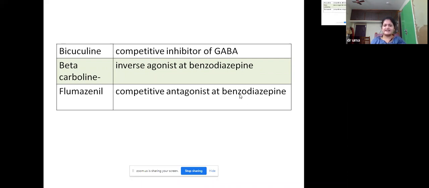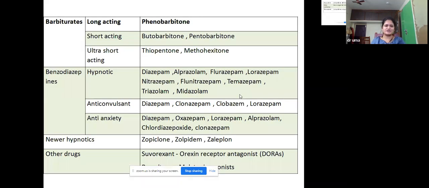Commonly asked question: the inverse agonist at the benzodiazepine site is beta carboline. The competitive antagonist at the benzodiazepine site is flumazenil. Flumazenil is the antidote for benzodiazepine poisoning. It is a competitive antagonist. And this is a classification of sedatives and hypnotics.